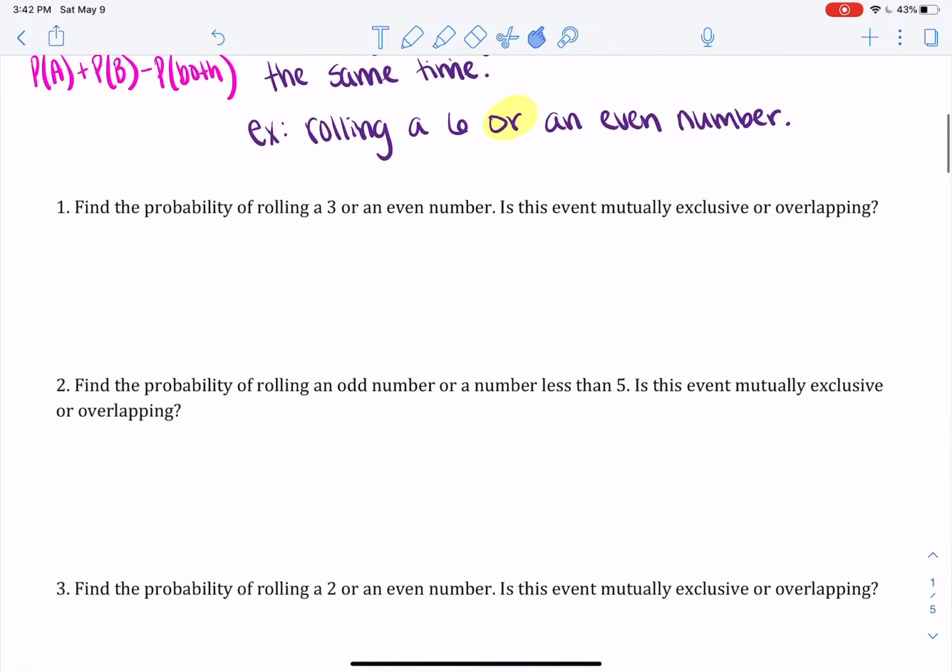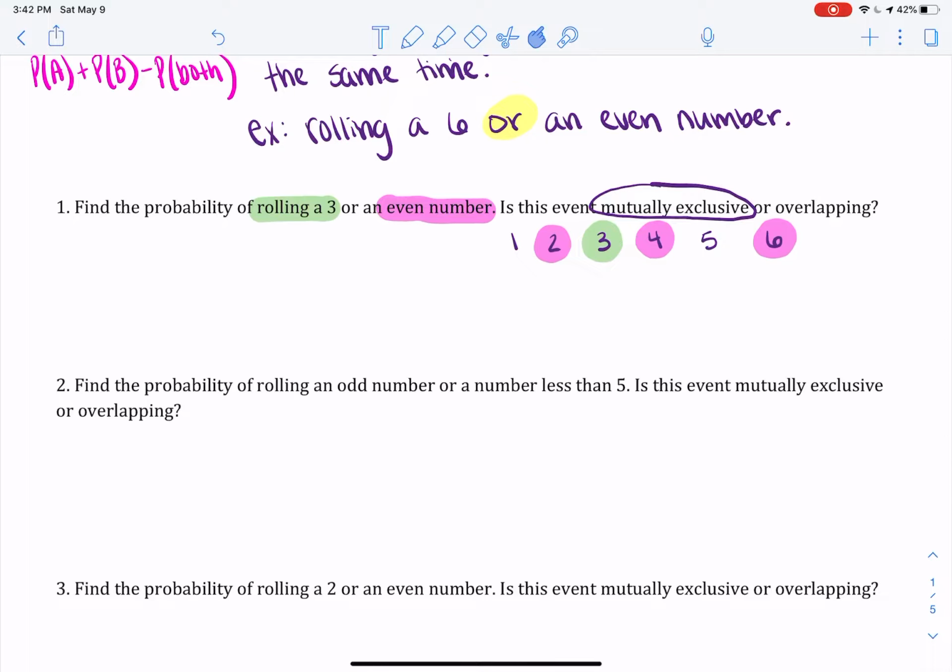So for number 1, it says, find the probability of rolling a 3 or an even number. Is this mutually exclusive or overlapping? So let's find out. If we have numbers 1, 2, 3, 4, 5, 6. So the probability of rolling a 3. Okay, well that's right there. That's 1 out of 6. The probability of rolling an even number. Okay, well that's 2, 4, and 6. Did any of those overlap? No. So this event is mutually exclusive.